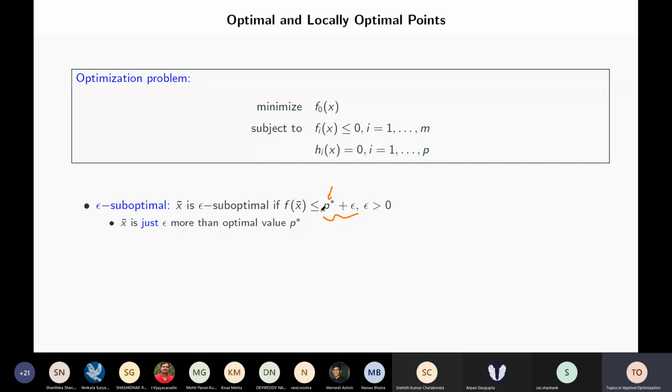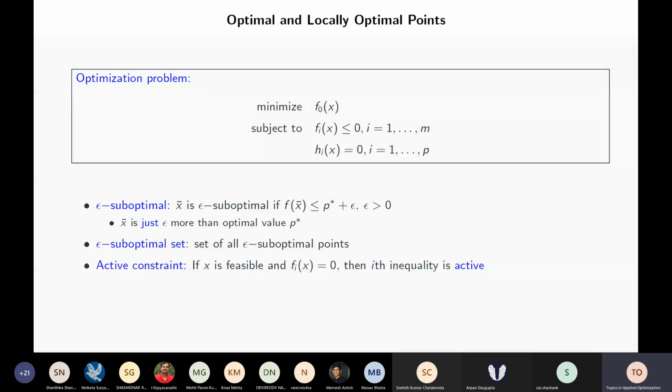The set of all x bars for which f of x bar is within epsilon distance from p star, we call the epsilon suboptimal set. Since we are always minimizing, we only worry about this interval. This is the epsilon, so all the points here will be in the epsilon suboptimal set.